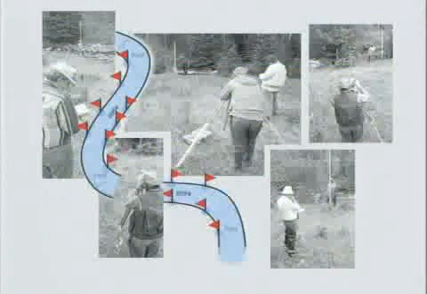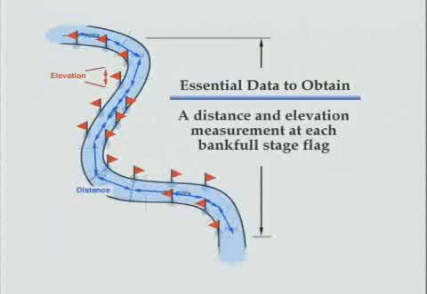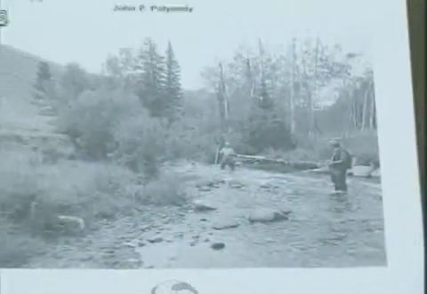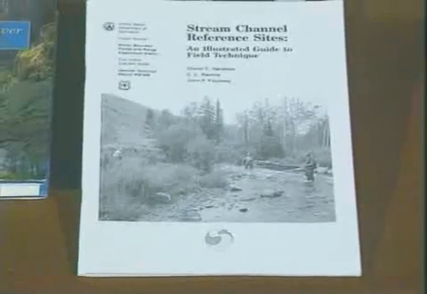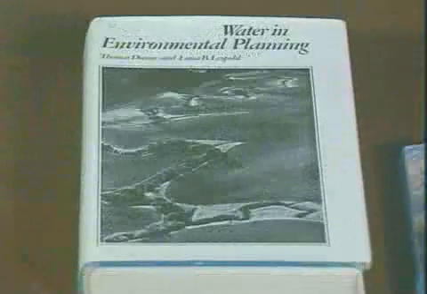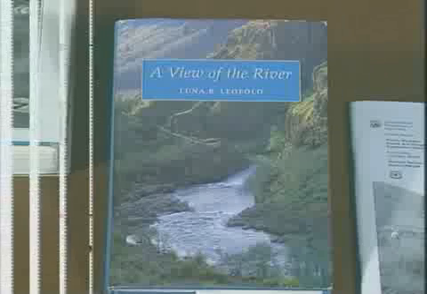While we can't cover all aspects of surveying a longitudinal profile here, the essential data to obtain is a distance and an elevation measurement down the center of the channel at each bankfull stage flag. Specifics of how to do this can be found in the U.S. Forest Service publication Stream Channel Reference Sites, an illustrated guide to field technique, and references such as Dunn and Leopold's book, Water and Environmental Planning, and Luna Leopold's book, A View of the River.